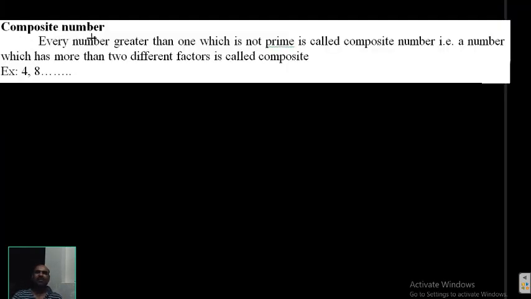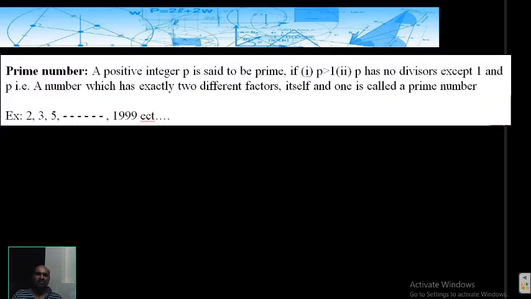So here, a composite number is every number greater than 1 which is not prime. In other words, I can say that a number which has more than 2 different factors is called a composite number, like 4, 8 and so on. Okay, prime number and composite number.